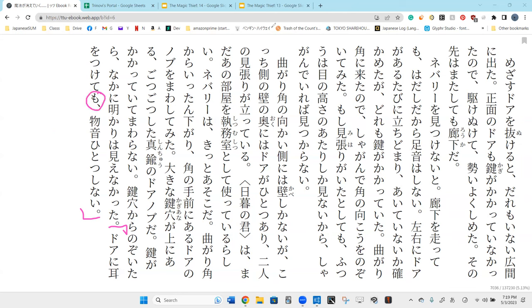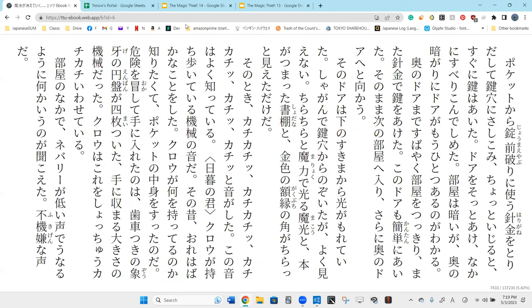Do you know what the mo is doing here? Because theoretically, you could just say tsukete. So, mo does add meaning here. It works together with the nai at the end of the sentence. It says that even though I have placed my ear at the door, I could not hear a single sound. Yep, it adds some stress there. Perfect. Interesting. Okay. Well, we went through that pretty fast.